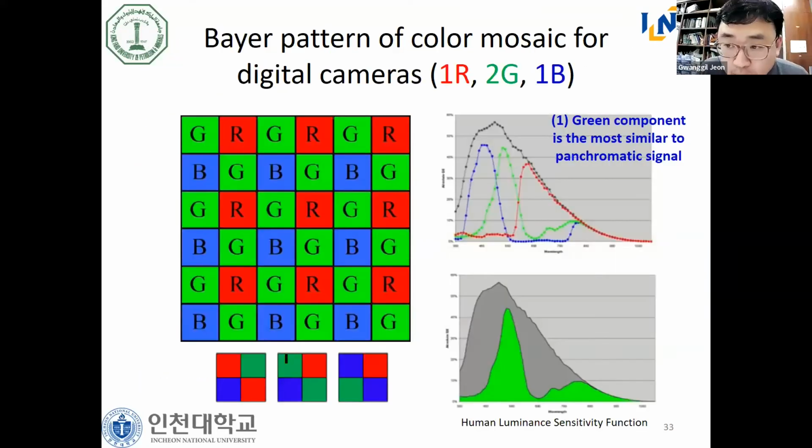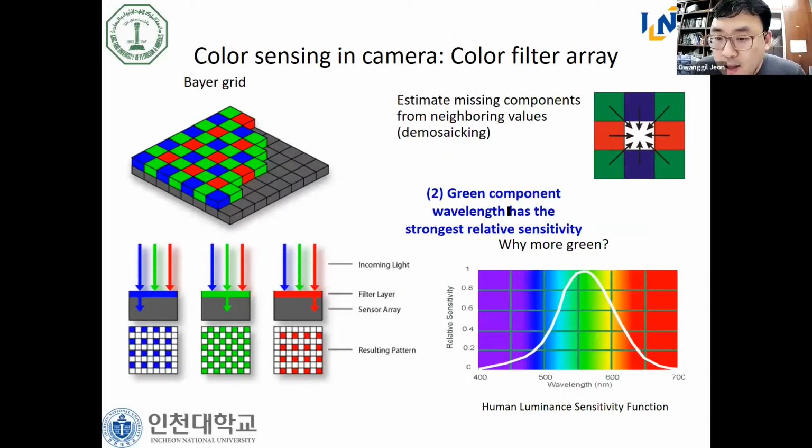Here, somebody can imagine, why not two red? Why not two blue? Why two green? The reason is that firstly, the green component is the most similar to the panchromatic signal. And secondly, as you can see, this is the blue area, the red area, and the sensitivity of green is the highest compared to red or blue. So we assume the green component is more important than the others. Then we decide that in 4 pixels, 2 are green and 1 blue and 1 red are assigned.